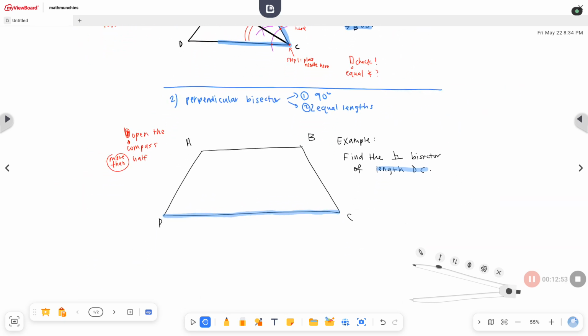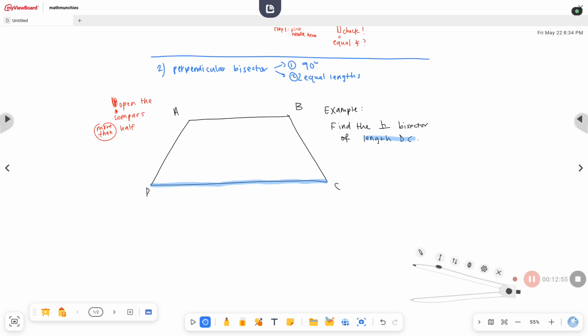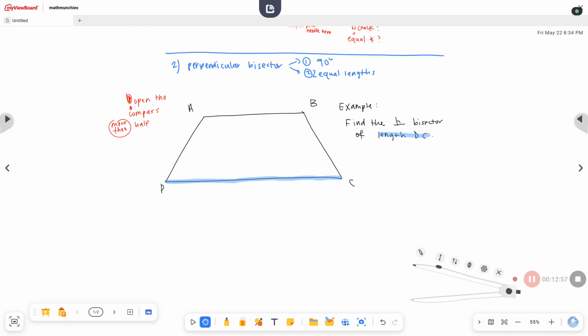So right now, I have my compass right here. Can you see this compass right here? It's not easy. Okay, so can you see, guys? I need to open. Can you see that this is where half is right now, guys? So I cannot open less than half, okay? Otherwise, it will not intersect. I need to open more than half. So everybody open more than half.